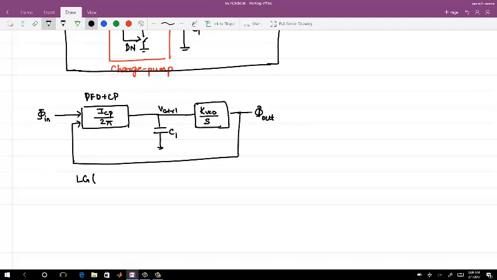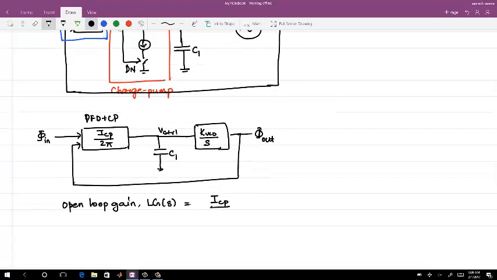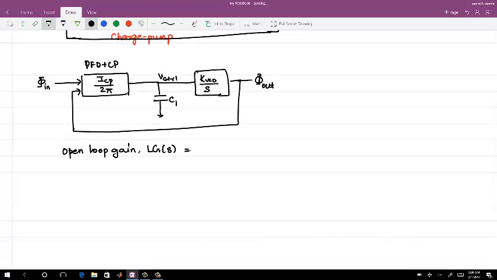Now the open loop gain, let me make it more clear. The open loop gain of the above PLL, to avoid any ambiguity, I will write phi out by phi in open loop is equal to ICP by 2 pi times 1 over S C1 times K VCO over S.